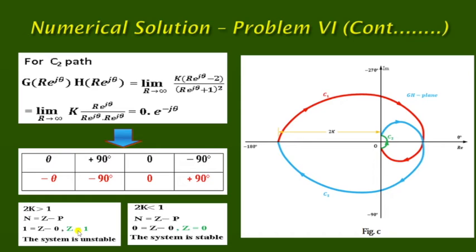That means one characteristic zero is present in the right hand side of the S-plane. So one closed loop pole is present in the right hand side of the S-plane. So the system is unstable.